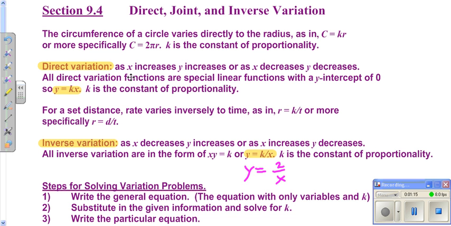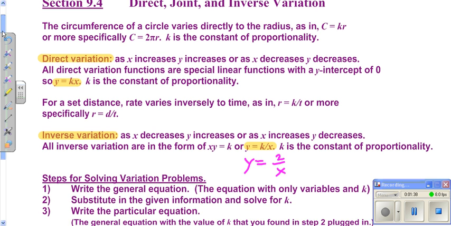All direct variation functions are really special linear functions with a y-intercept of 0. So instead of having y equals mx plus b, it's just y equals mx. However, in the context of proportions, we don't use m, we use k, where k is referred to as your constant of proportionality, but it's in the same location as your m for your slope.